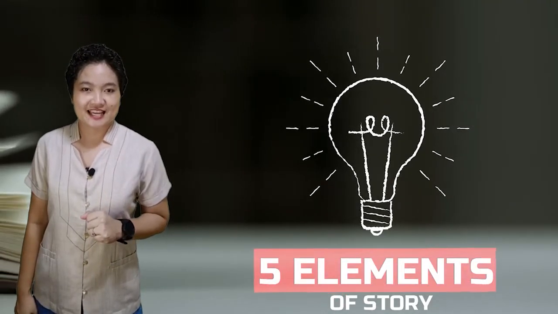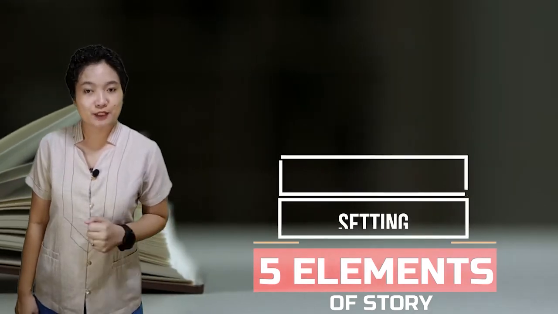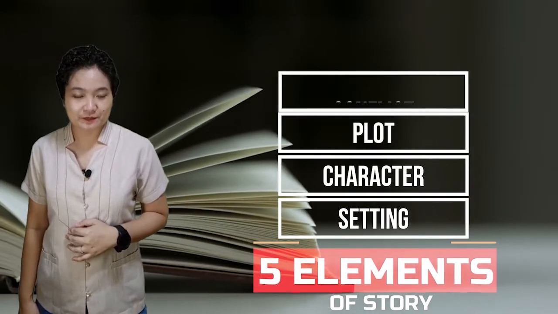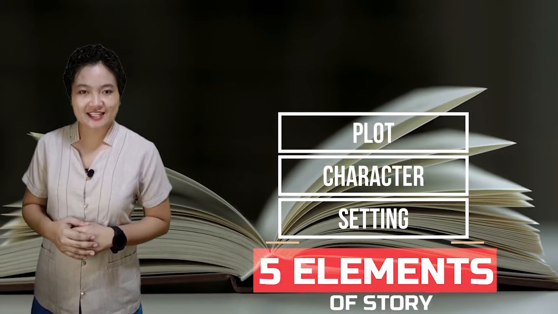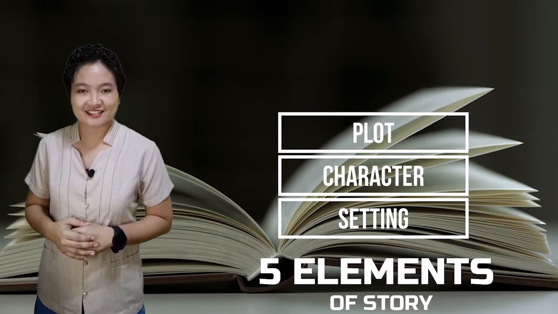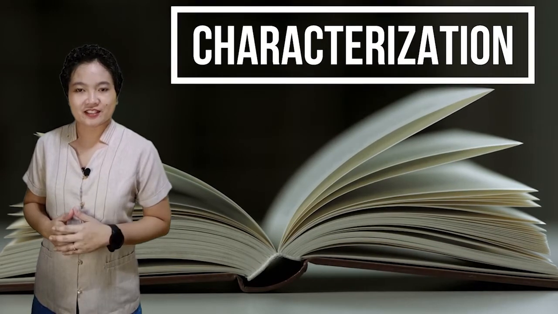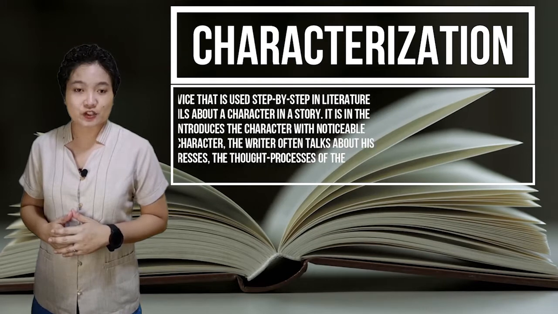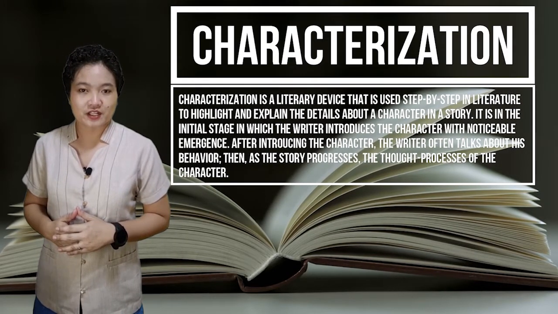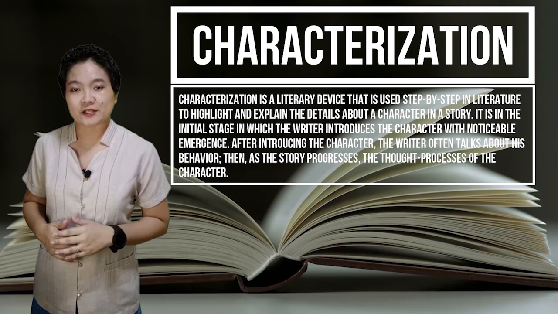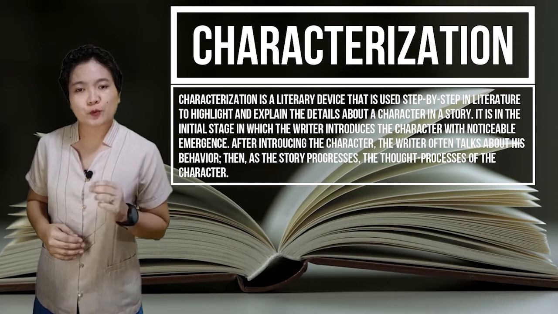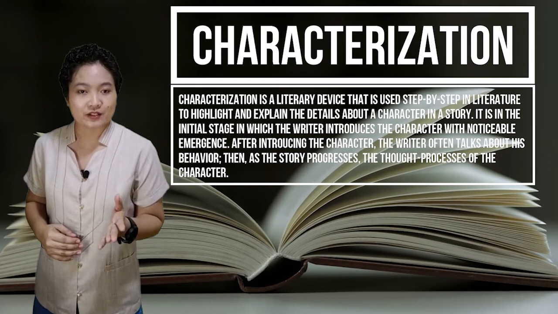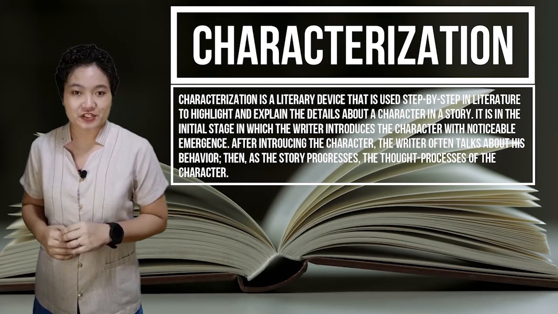A story has 5 basic elements: setting, character, plot, conflict, and theme. Let us focus on the following: the plot, setting, and characterization. Characterization. It is a literary device that is used step by step in literature to highlight and explain the details about a character in the story. It is in the initial stage in which the writer introduces the character with noticeable emergence.